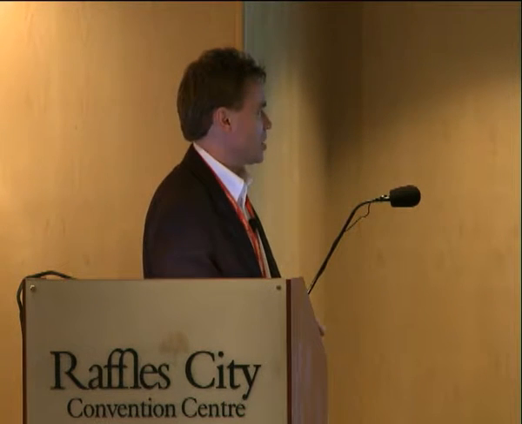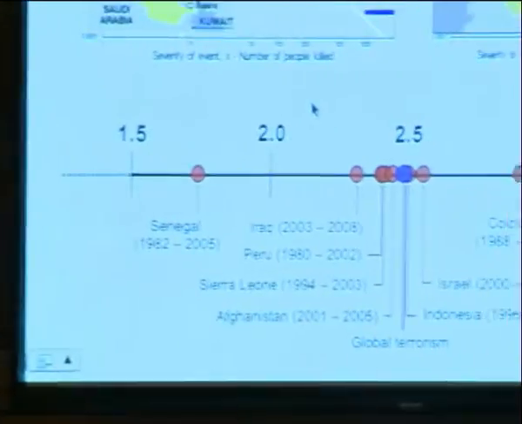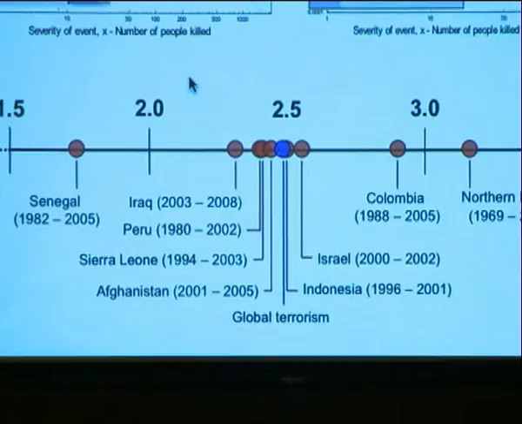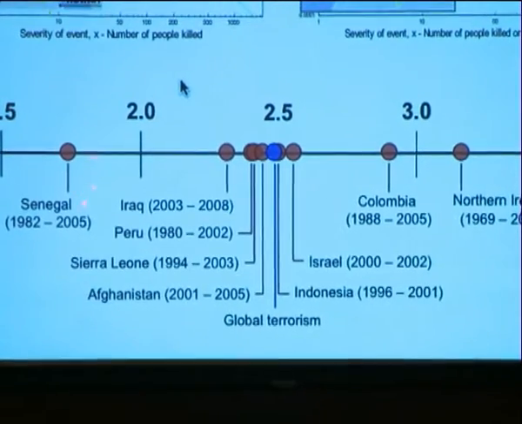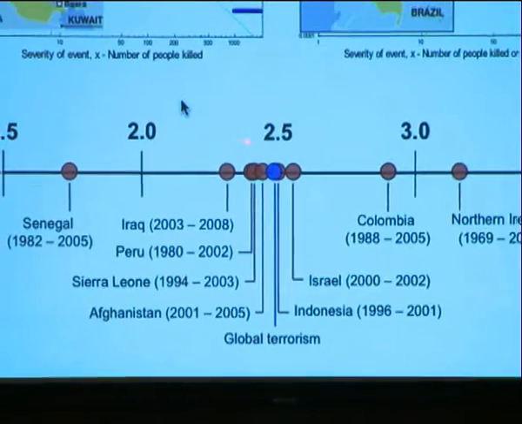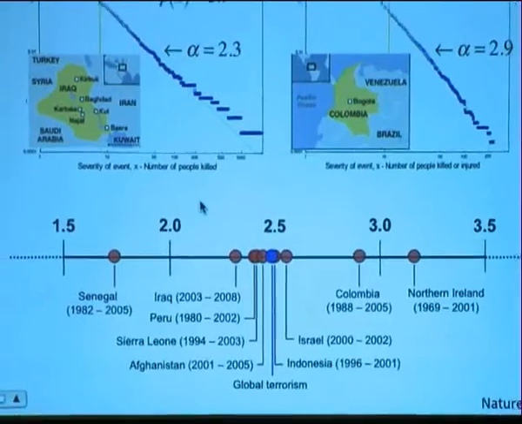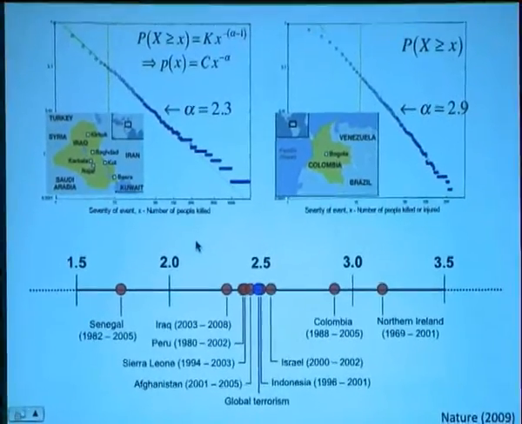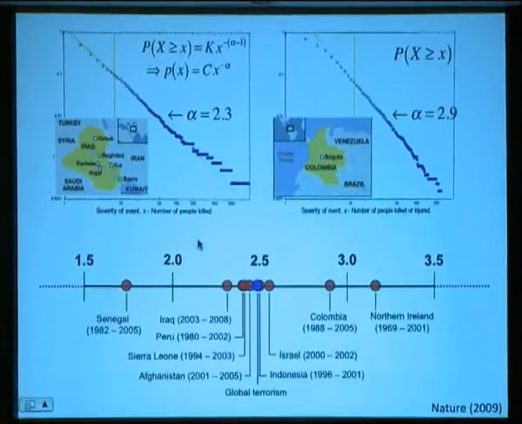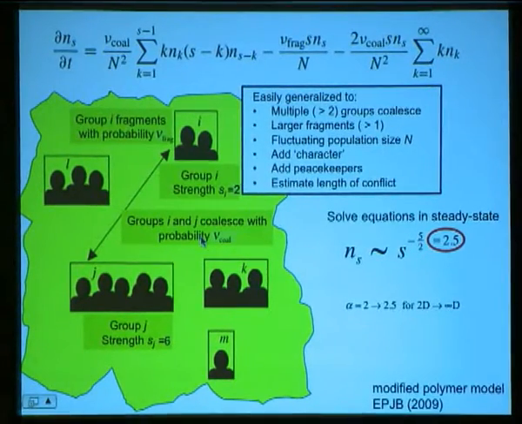There's something else I should mention. We tracked Iraq and Colombia because they're the two that were going on at that time, and now you can do the same with Afghanistan. But at the time we were doing Iraq and Colombia. Interestingly, they seem to be heading towards 2.5. So it's not that they just sit static. It's like they're degenerating in some way towards 2.5. So here's a model.